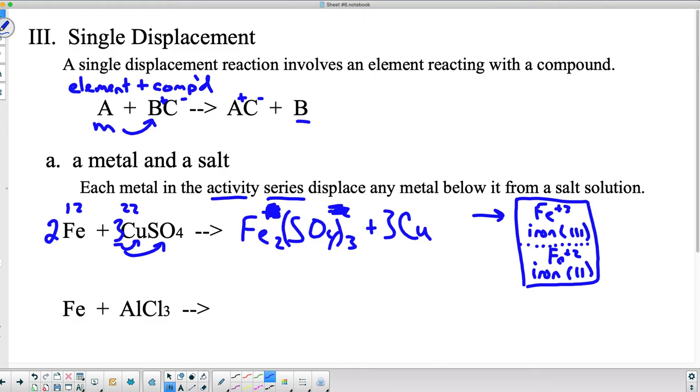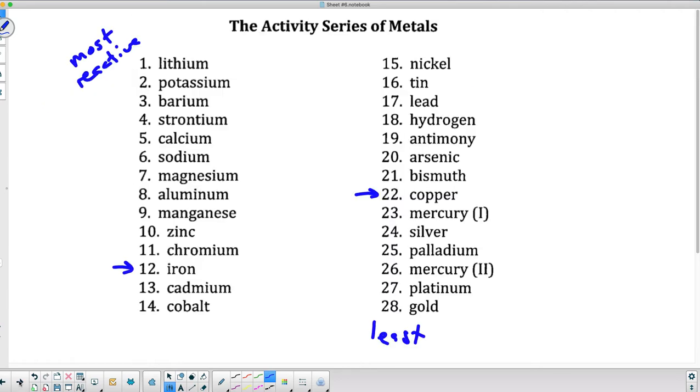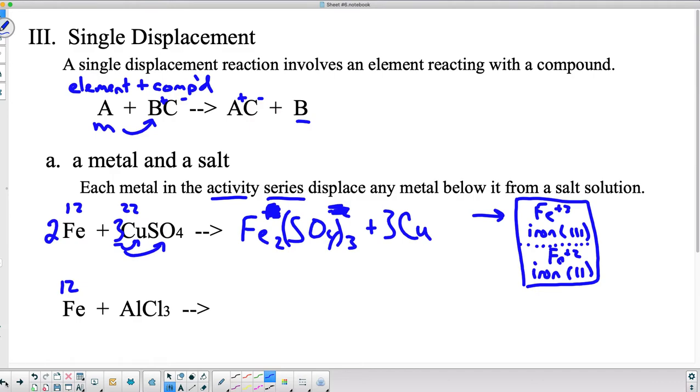Now notice what happens here when I try to use iron again. Iron is still at 12, but now I take a look at aluminum, and aluminum is right here at number 8. Aluminum is more reactive than iron, so this is actually going to be no reaction, which means you don't have to do any crisscross, you don't have to worry about Brinkelhoff, you just put the NR for no reaction.